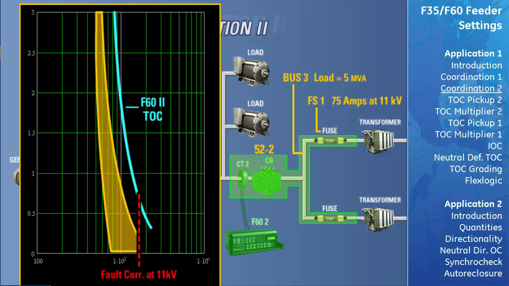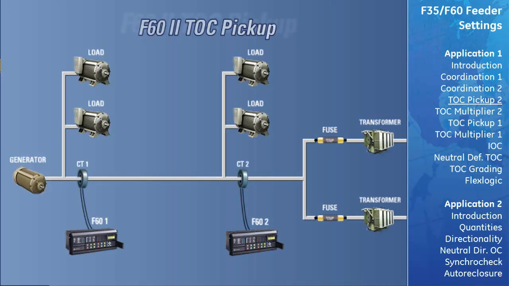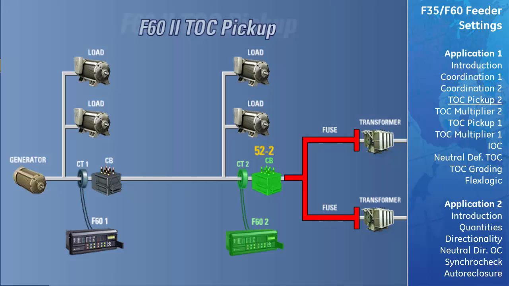Relay F60 II's protection should be configured to trip for any fault on the line beyond breaker 52.2 over the complete range of generator output power and be properly time coordinated with the fuse curve.